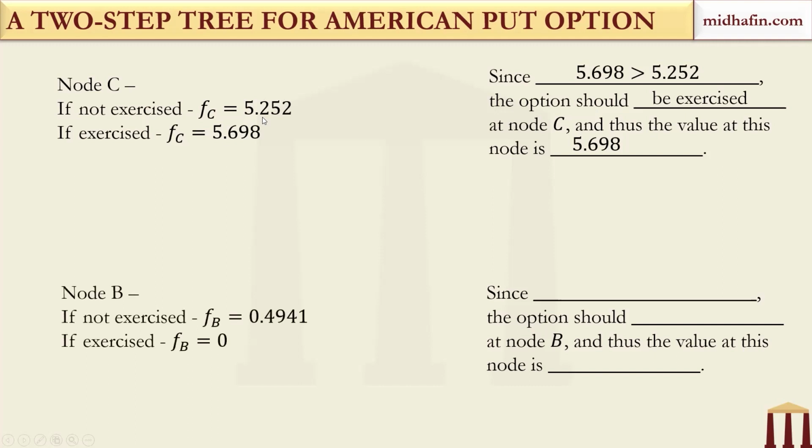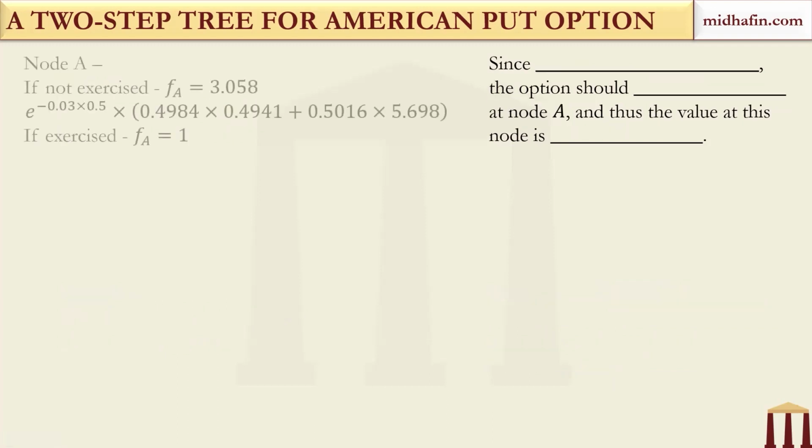Next at node B, if it is not exercised, the payoff turns out to be 0.4941. And if it is exercised, the payoff is 0. We saw it in the last slide. Asset price was 34, strike was 30. Option is not being exercised. But if I find the backward inducted payoff, it is 0.4941. Now, since 0.4941 is greater, the option is not exercised at B, and the value of the option at node B is 0.4941.